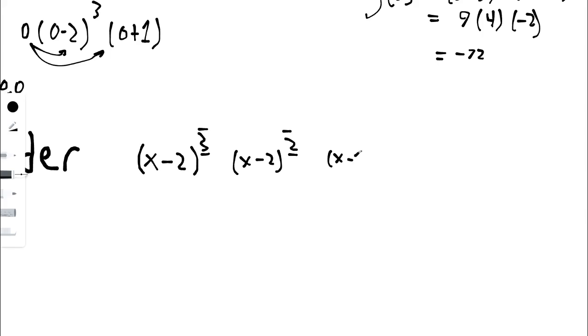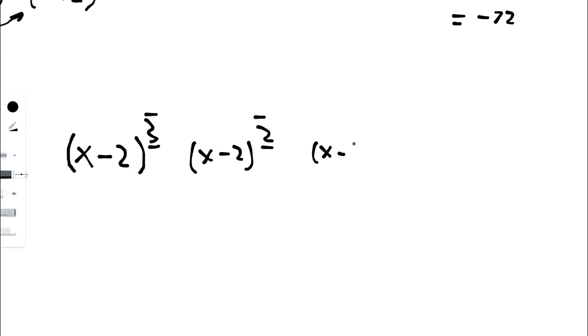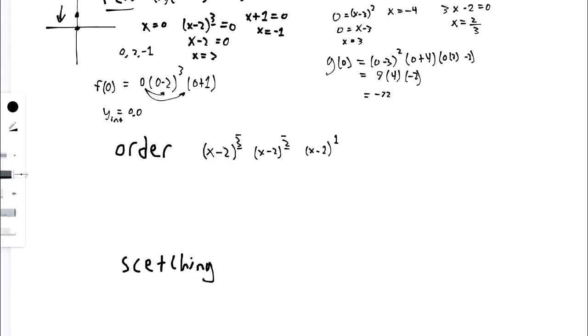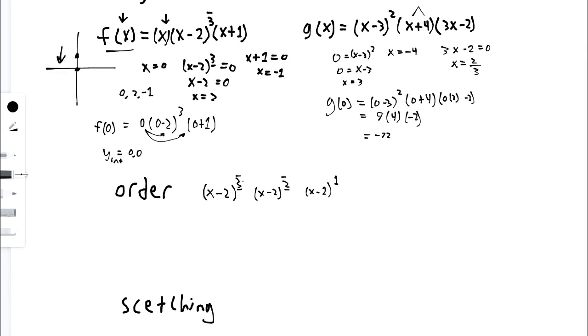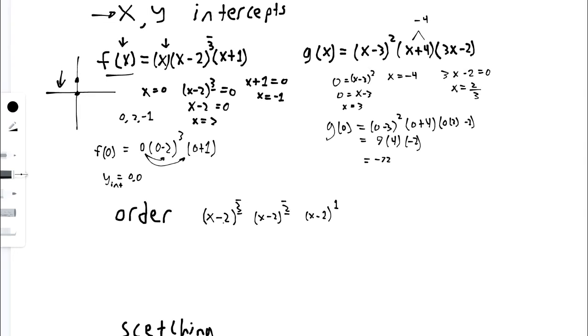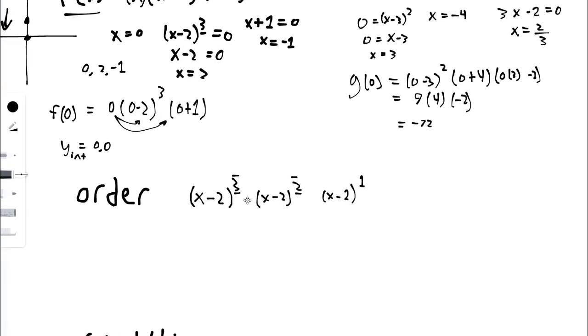So this is order 3, order 2, x minus 2 to the power 1 would be order 1. So anyways, you get the idea. So whatever exponent is on that value, that's the order.